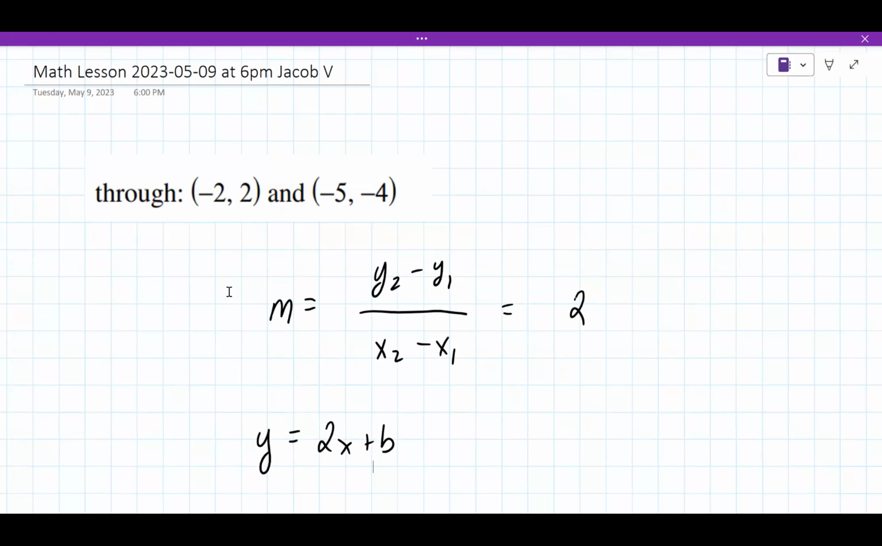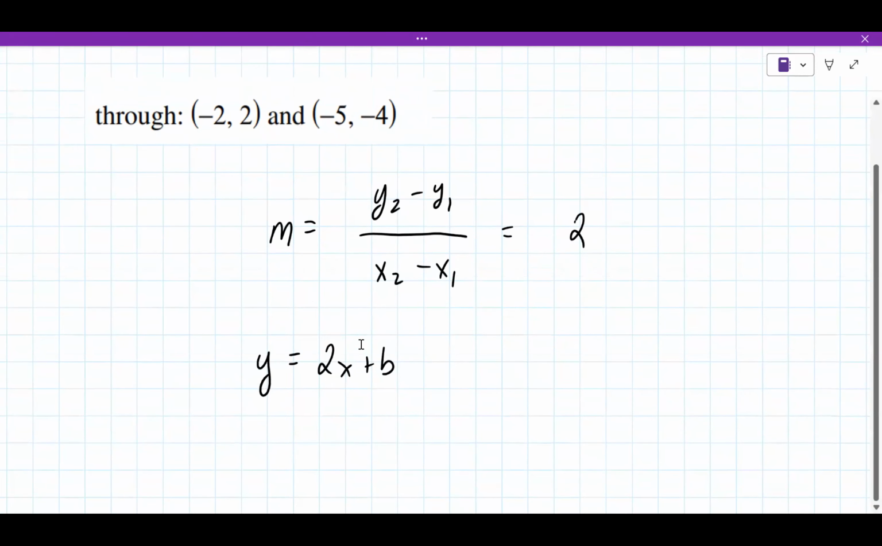Which ordered pair would you use to find B? Negative 2, 2. Okay, so that's going to be your X and your Y. No more X1 and Y1. So 2 equals 2 times negative 2 plus B.